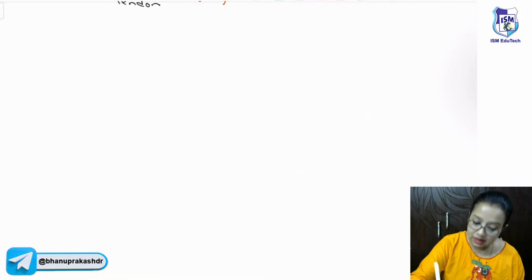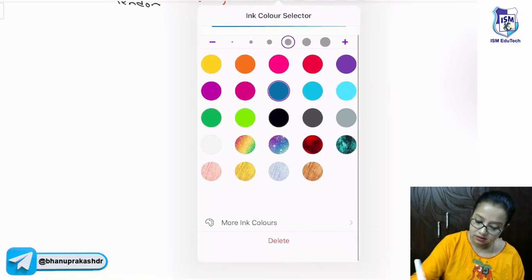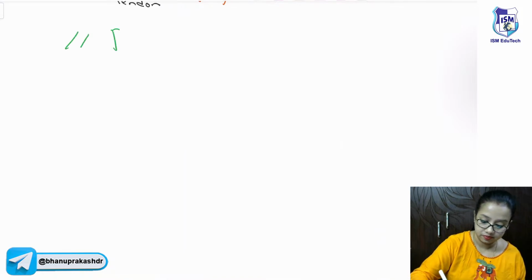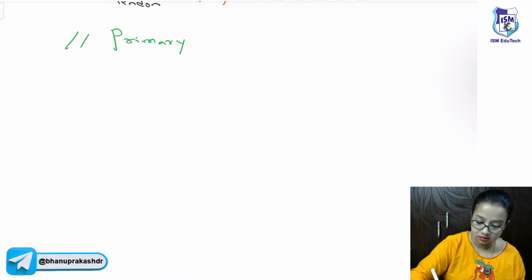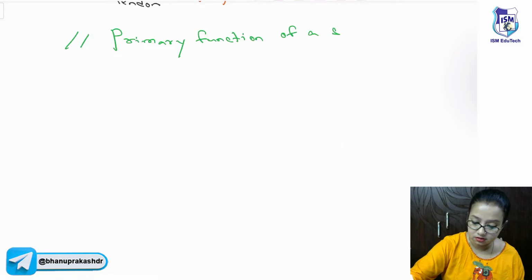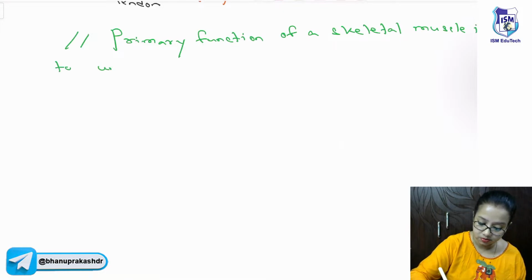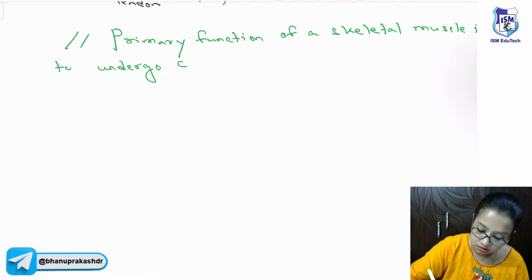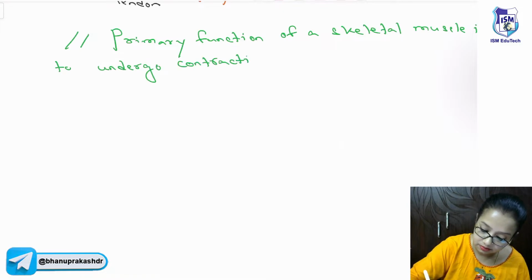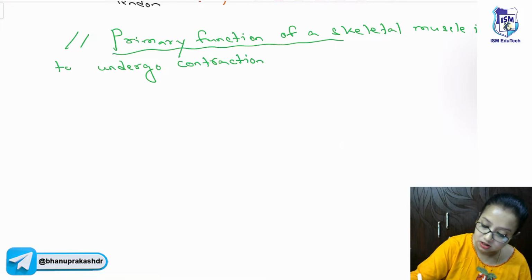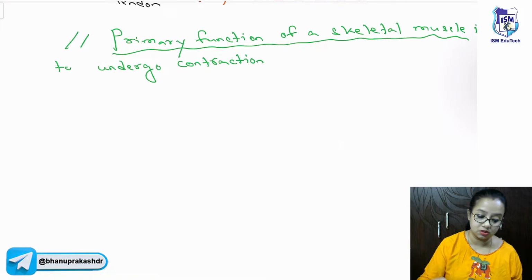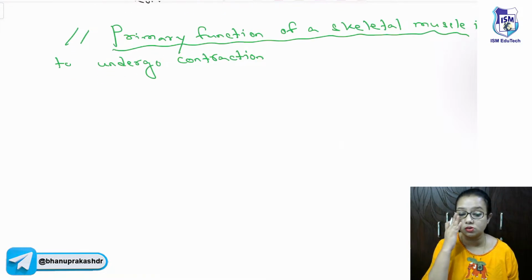Now, skeletal muscle's main, primary function is to undergo contraction. Okay, this is the primary function of a skeletal muscle. It can undergo contraction, which is very much needed for locomotion, movement, and any kind of mobility.